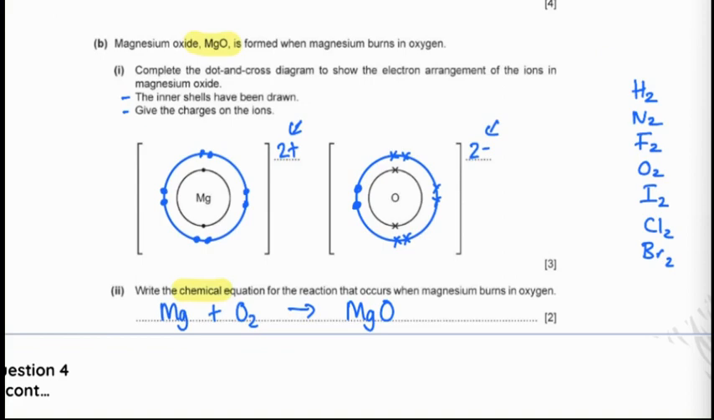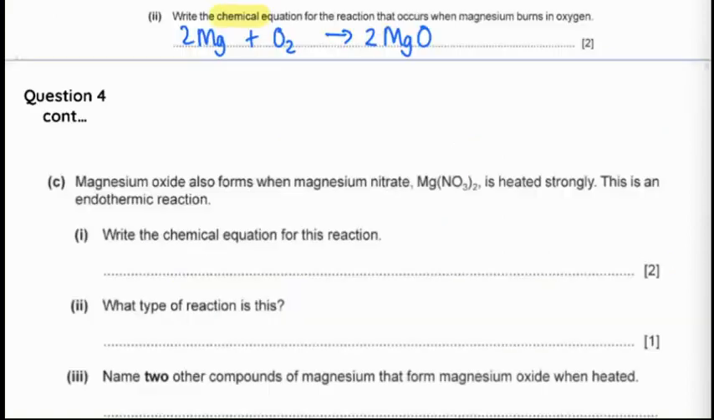So therefore, we just need to balance it now because we've got 2 oxygens over on the left-hand side. So we definitely need 2 oxygens on the right. And then because we've doubled our magnesiums, we need to double our magnesiums over on the left. And then we've got a nice balanced equation.